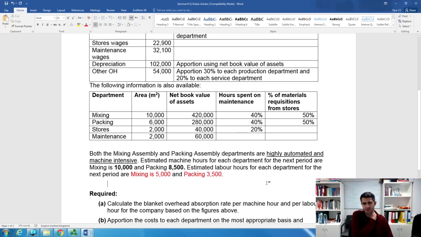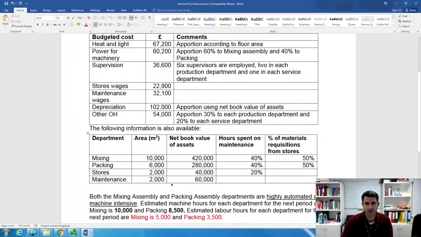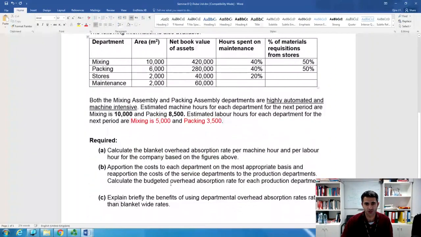So far, for the two, there are the number of labor hours and number of machine hours for each department, which are related to the production departments. Question number one asks you to calculate something called a blanket overhead absorption rate.